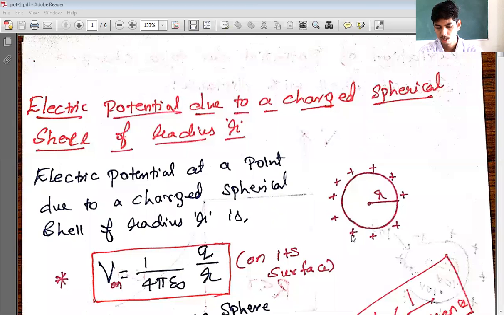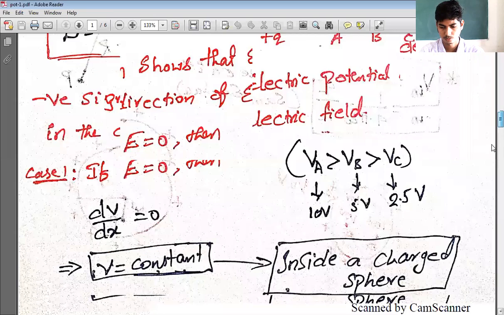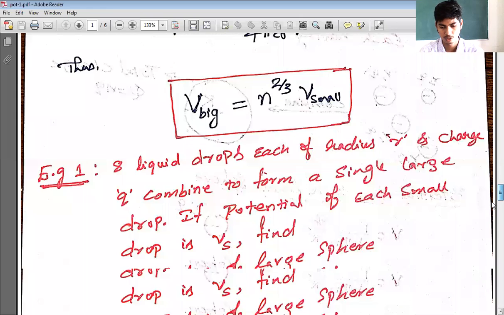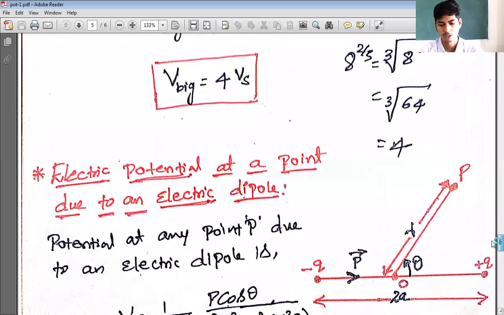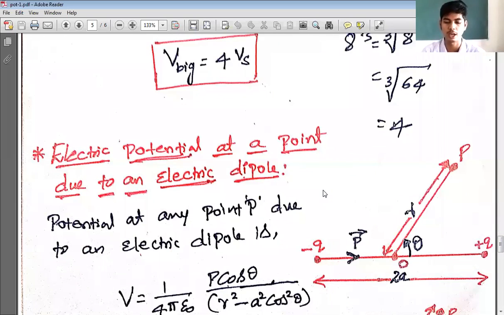With this, we will now try to understand what will be the electric potential at any point due to an electric dipole. Electric potential at any point due to an electric dipole. So we have discussed all these things, and we have also solved this problem, calculating potential of a big sphere. Here we have the concept of electric potential at a point due to an electric dipole.